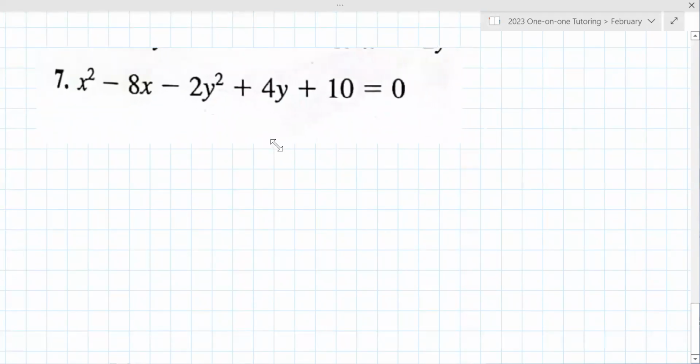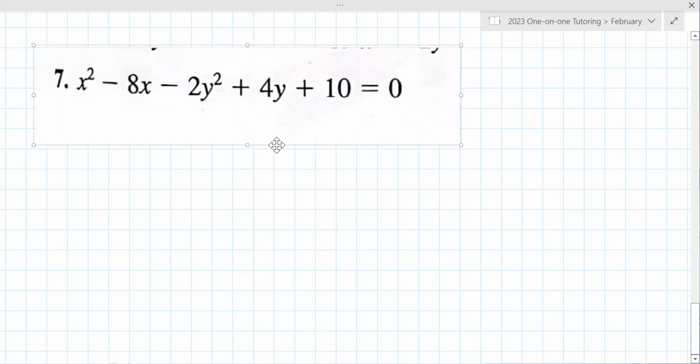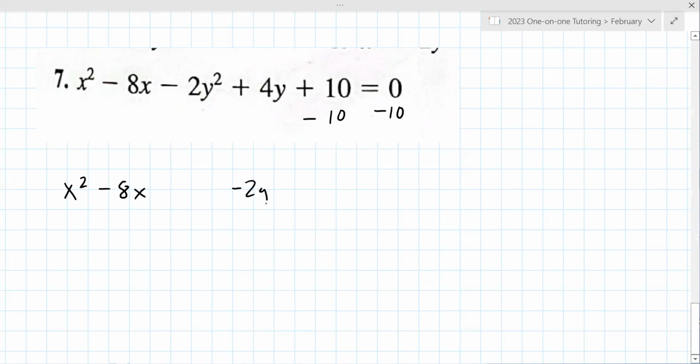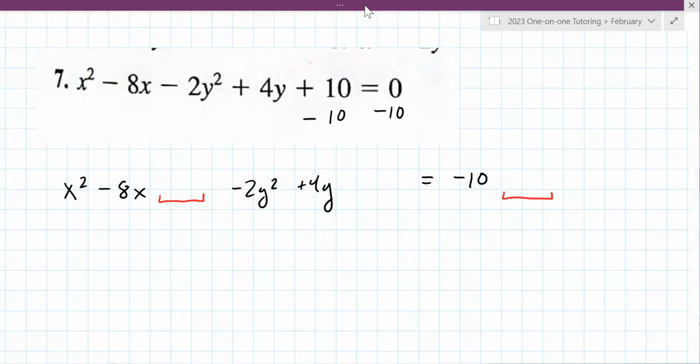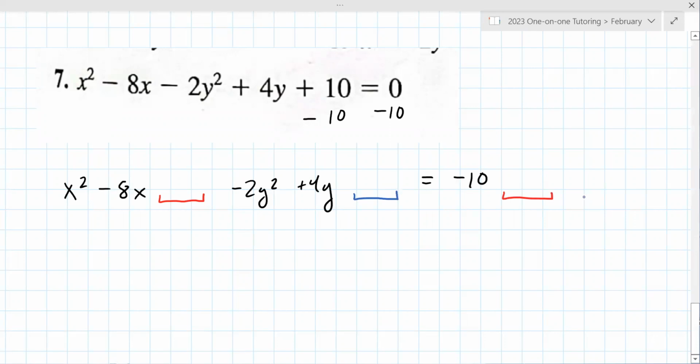All right. So my recommendation here is to group, and they kind of already are. Well, so we're gonna subtract 10 from both sides. That's the first thing. X squared minus 8x. Okay. We're gonna leave a little space. Minus 2y squared plus 4y equals minus 10. Okay, so we gotta complete the square with x, and then we've got to complete the square with y here.